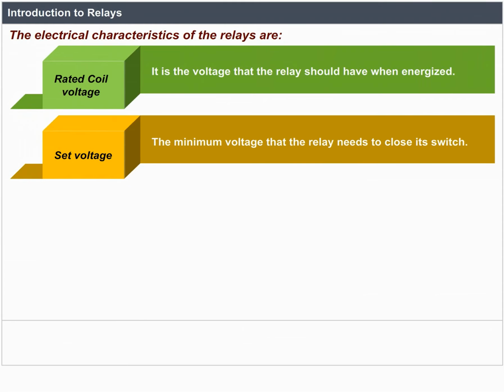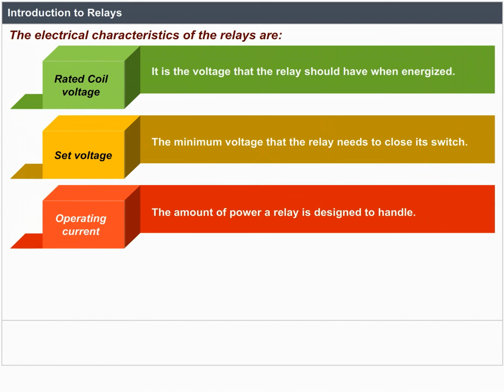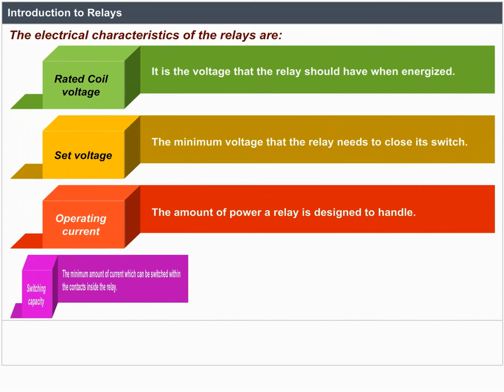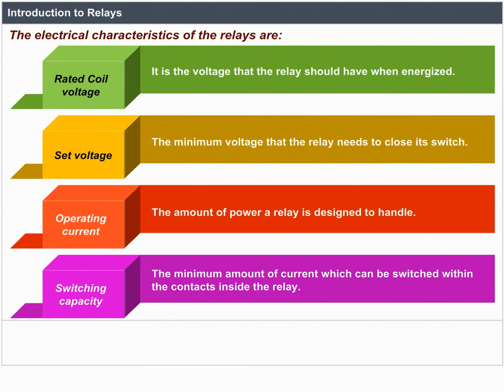Set voltage, the minimum voltage that the relay needs to close its switch. Operating current, the amount of power a relay is designed to handle. Switching capacity, the minimum amount of current which can be switched within the contacts inside the relay.